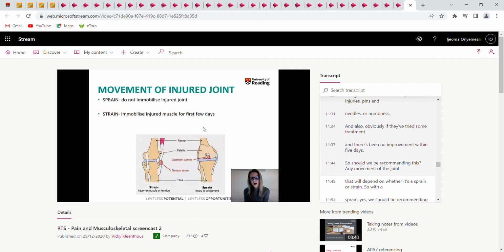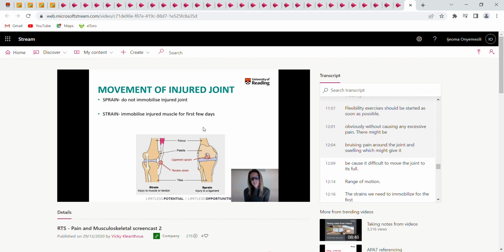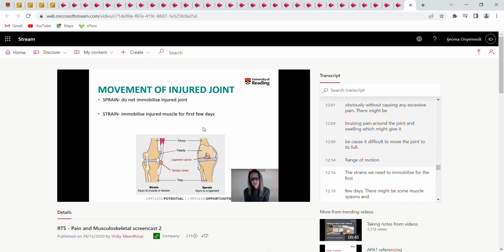So should we be recommending there's any movement of the joint? That will depend on whether it's a sprain or strain. So with a sprain, yes, we should be recommending mobility. Flexibility exercises should be started as soon as possible, obviously without causing any excessive pain. There might be bruising, pain around the joint and swelling, which might make it difficult to move the joint to its full range of motion.